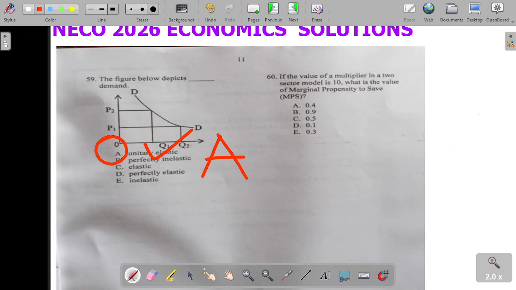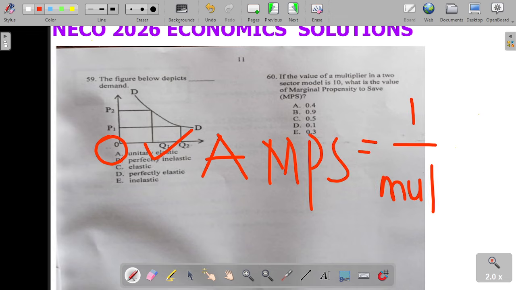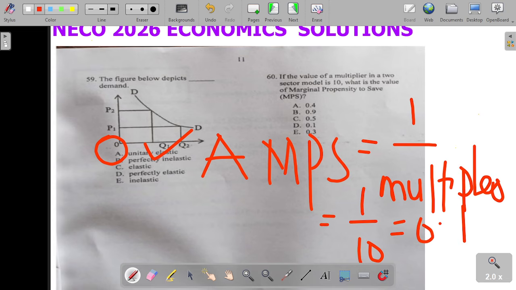Number 60, which is the last question. If the value of the multiplier in a two sector economy is 10, what is the marginal propensity to save, MPS? Marginal propensity to save is 1 over the multiplier, which is simply 1 over 10. The answer is 0.1. Number 60 is D.